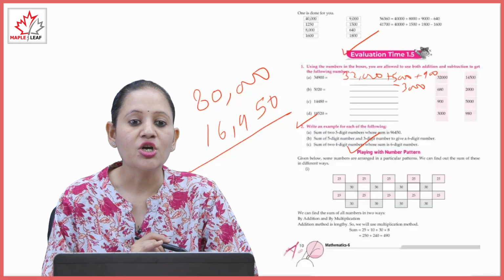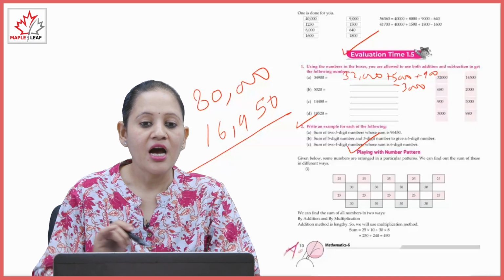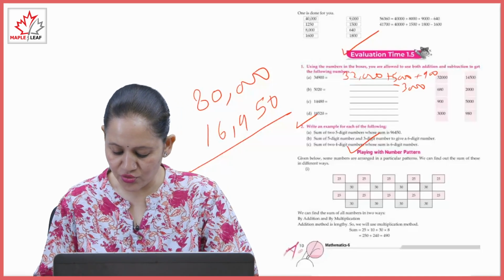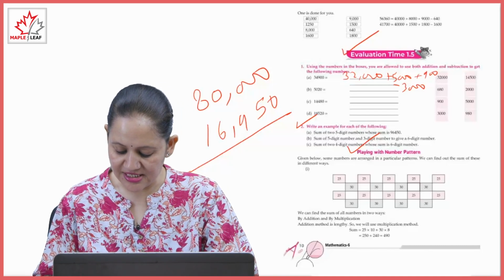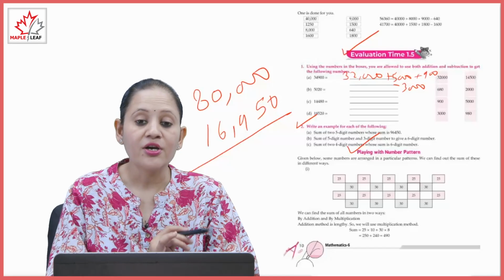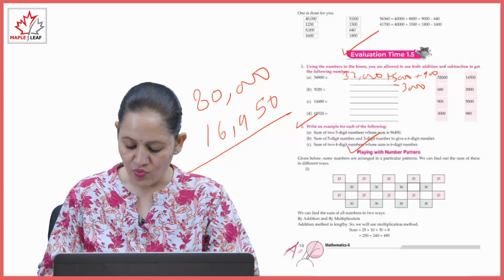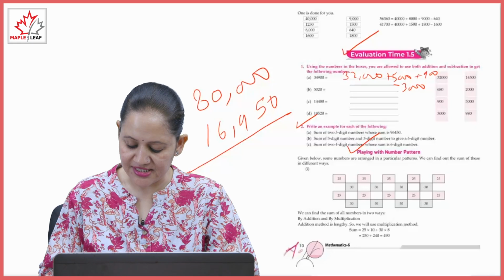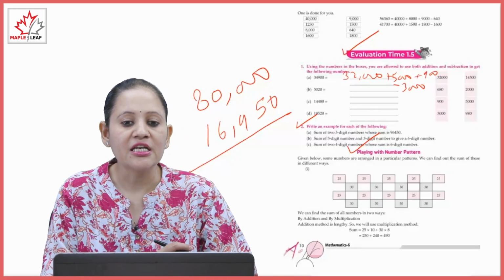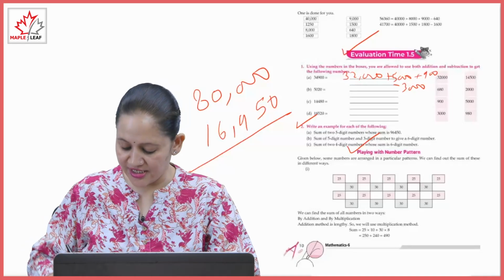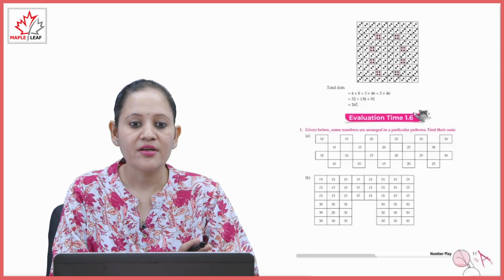What will the number be? 25. How many times is 25 there? 1, 2, 3, 4, 5, 6, 7, 8, 9, 10. So 25 into 10, plus how many times is 30 there? 1, 2, 3, 4, 5, 6, 7, 8. So 30 into 8. 250 plus 240, that is 490. Clear? So like this we can find out the sum.